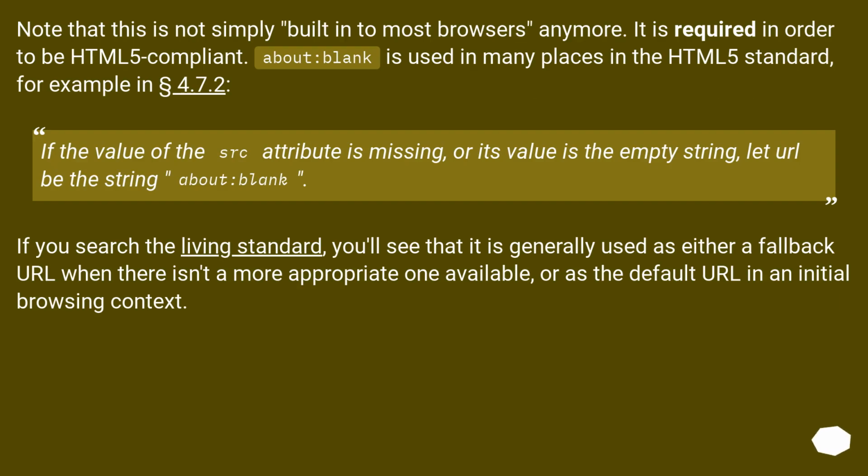Note that this is not simply built into most browsers anymore. It is required in order to be HTML5 compliant. About:blank is used in many places in the HTML5 standard, for example in section 4.7.2. If the value of the src attribute is missing, or its value is the empty string, let URL be the string about:blank. If you search the Living Standard, you'll see that it is generally used as either a fallback URL when there isn't a more appropriate one available, or as the default URL in an initial browsing context.